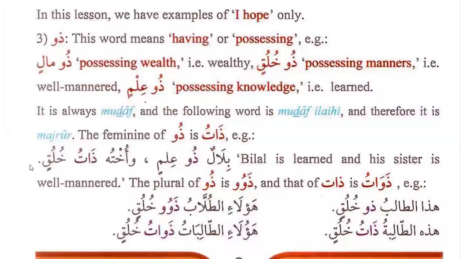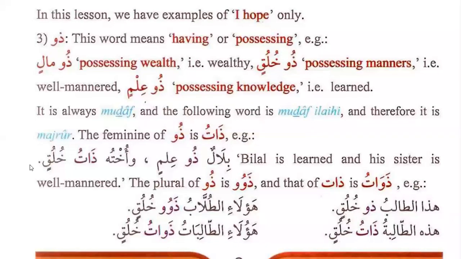Assalamu alaikum. Wa alaikum assalam. Dhu, this word means having or possessing. Dhu malin, possessing wealth. Dhu khulqin, possessing manners, well mannered. Dhu ilmin, possessing knowledge. It is always mudaf, and the following word is mudaf ilayhi, and therefore it is majrur.